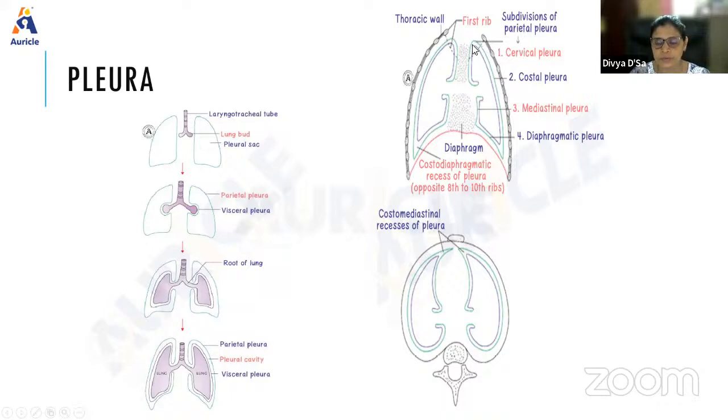Here we have 4. The pleura we subdivide into 4 areas: the cervical pleura, the costal pleura, the mediastinal pleura, and the diaphragmatic pleura. So 4 parts are there, and they are the subdivisions. Basically it is subdivided according to what surface of the thoracic cavity and what other structures it is related to. In that way, we name it as cervical, costal, mediastinal, and diaphragmatic pleura. Now if you see, this is the costal pleura. It lines the inner surface of the thoracic wall.